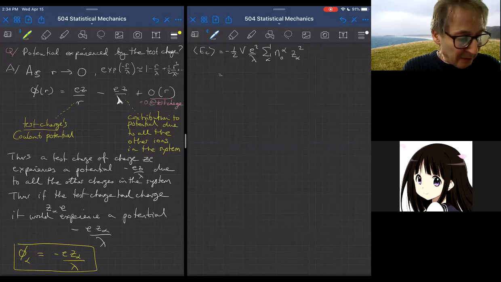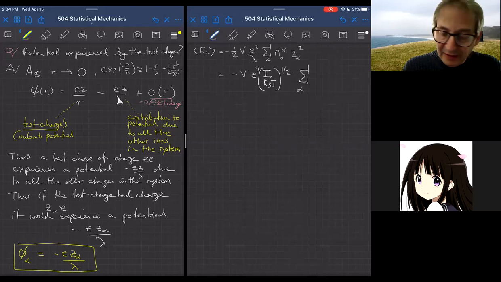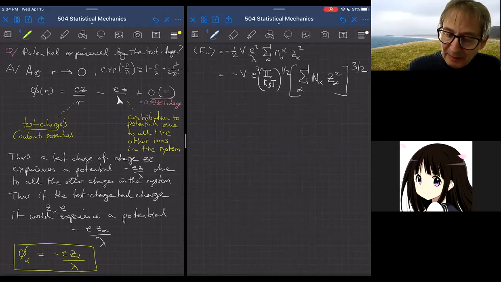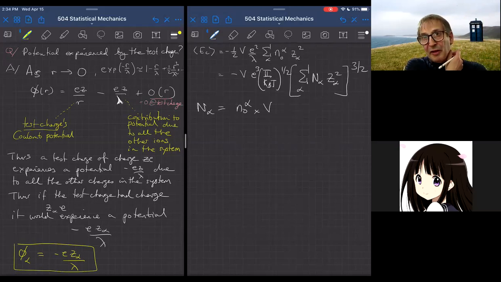And if you just plug in the numbers, that is equal to minus the volume times E cubed pi over kBT to the 1/2 power times the sum over alpha n alpha z alpha squared, and this whole thing raised to the 3/2 power. And what I mean by n alpha, that's just n naught alpha times the volume of the system. Well, if I know the Coulomb energy, then I can compute the Helmholtz free energy.